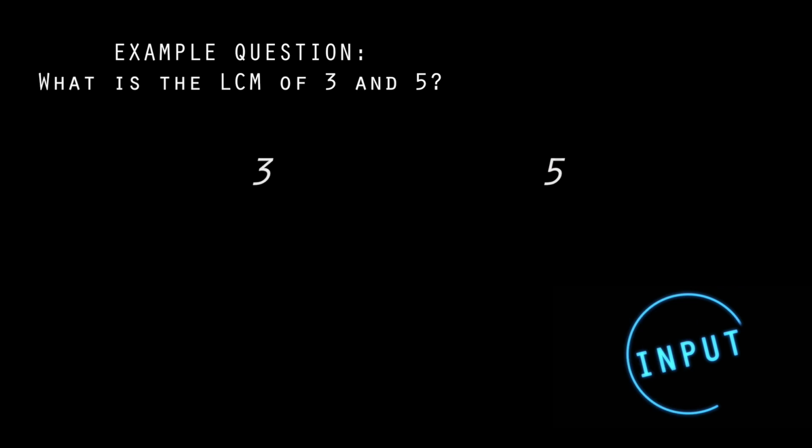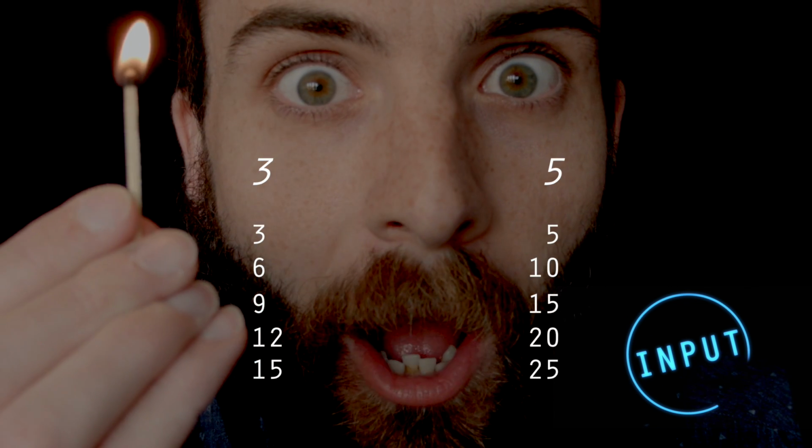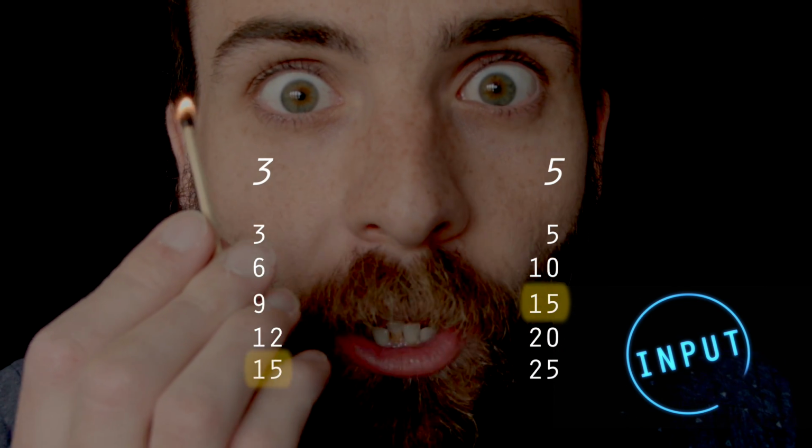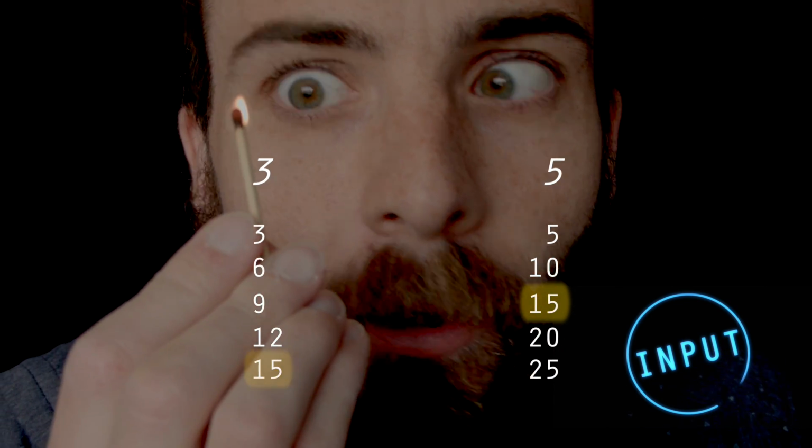So we have 3 and 5. So times them both by 1, 3 and 5, by 2, 6 and 10, by 3, 9 and 15, we then have 12 and 20, 15 and 25. A match. 15 is in both lists. 15 must be the lowest common multiple.